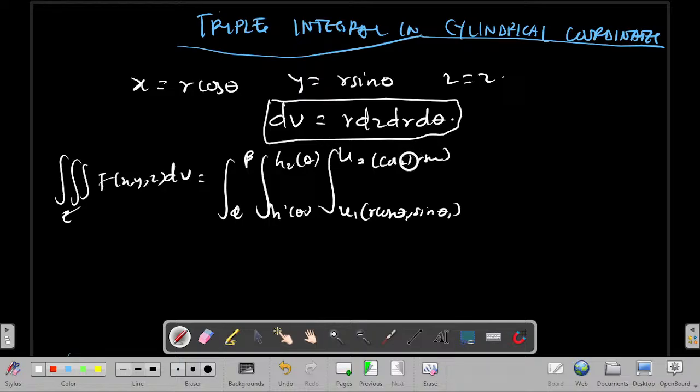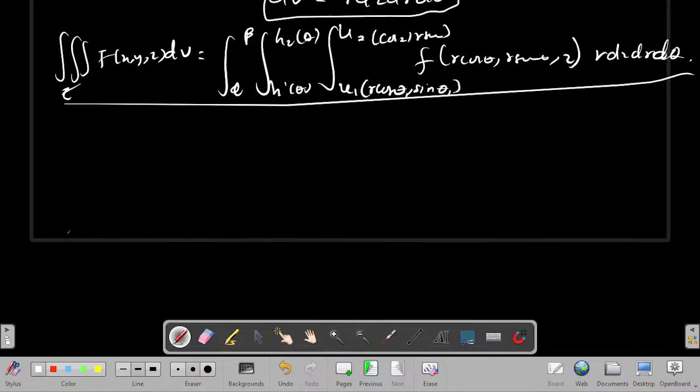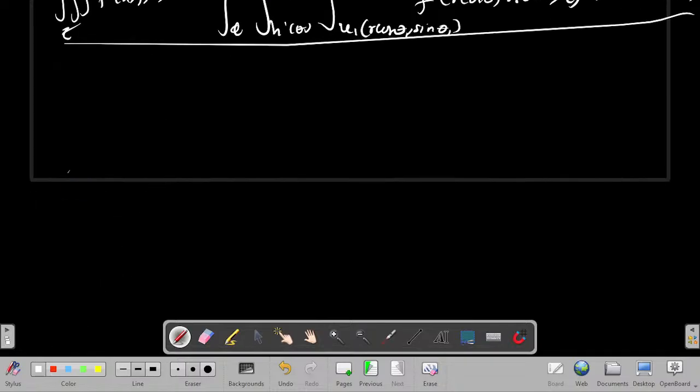Once I'm done here, you have a function of x, y, z. You replace x with r cos theta, y with r sin theta, and z stays z. It doesn't change. Then my dV comes, which is r dz dr d theta. Once you write this, you are done with your integral. Moving on straight away, I can write my first example.